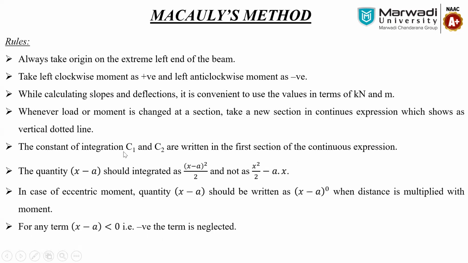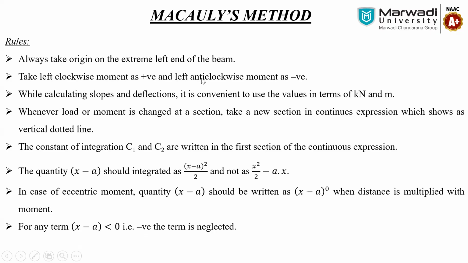Okay. And another is for any term with x minus a less than 0. If that x minus a term becomes negative, we don't have to see the square or cube or raised to 4, right? That entire term we don't have to consider. Just when the x minus a term becomes less than 0, or it is considered as negative, then we don't have to consider that term.